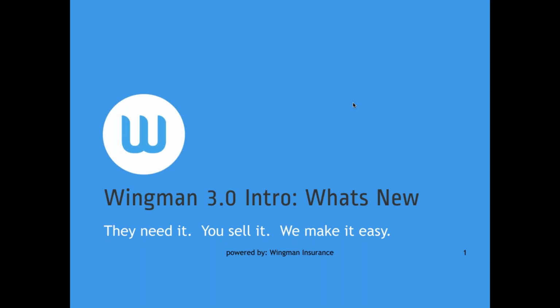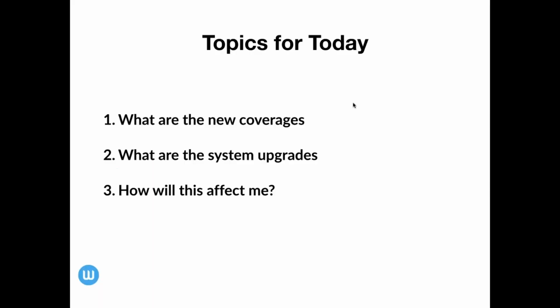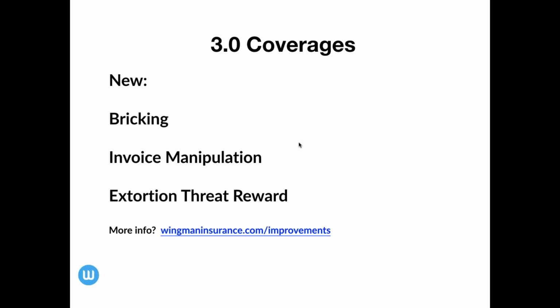Okay, so again, I want to make this brief, but I want to give you guys the chance to ask questions. So I'm going to go through what's new. I want to talk about three very important topics regarding 3.0. First, what are the new coverages that we're offering? Second, what upgrades have been made to the system and the process? And third, how will these changes affect you as an agent, your quoting process, but even more importantly, existing quotes? Let's take it from the top.